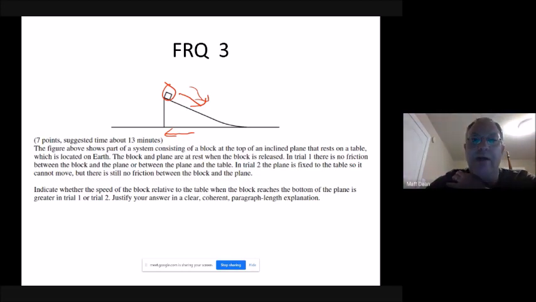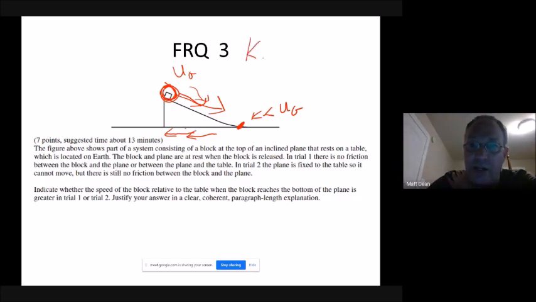What I hope that makes you think about is that when the system starts, the block up here has some gravitational potential energy. And as it goes down, that potential energy is converted into kinetic energy of the box, but also kinetic energy of the plane. So when the box gets down here, the box has kinetic energy that's less than the initial gravitational potential energy, because some of that kinetic energy is now part of the plane. Or we could say that the kinetic energy of the plane plus the kinetic energy of the box is equal to that initial gravitational potential energy at the top.